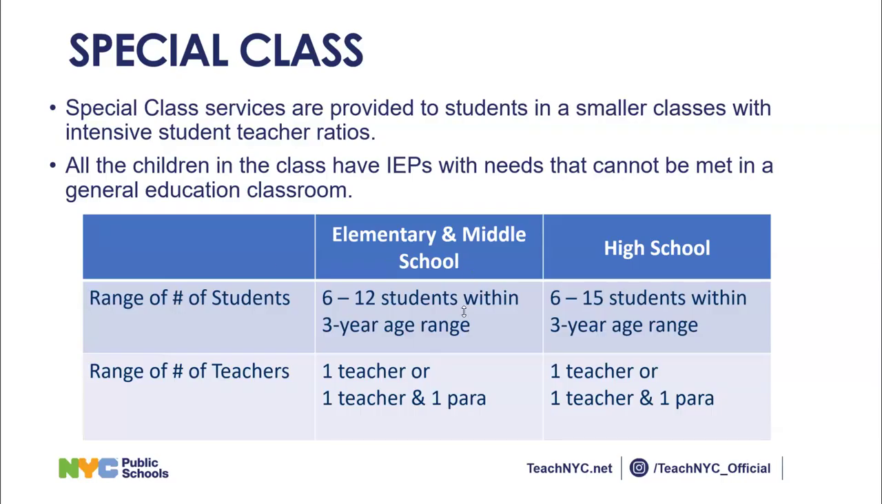So as you can see, the range of students. For elementary and middle school, 6 to 12 students within a 3-year age range. And the range of teachers is one teacher or a teacher and a paraprofessional. And then for the high school, it's 16 to 15 students with a 3-year age range and one teacher or a teacher and a paraprofessional.